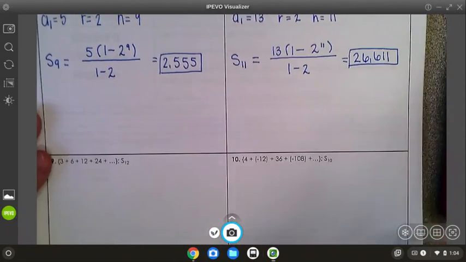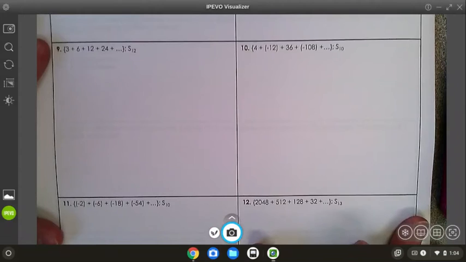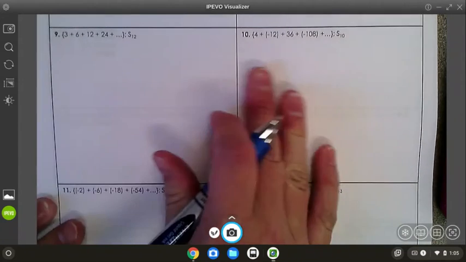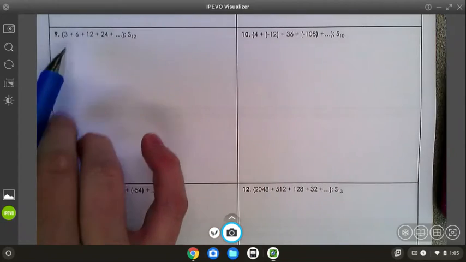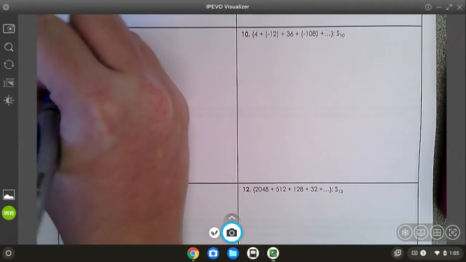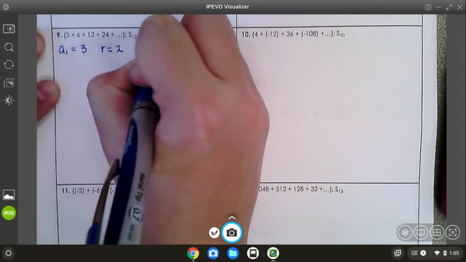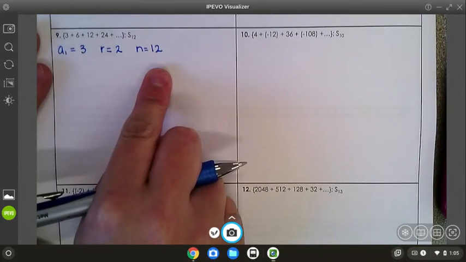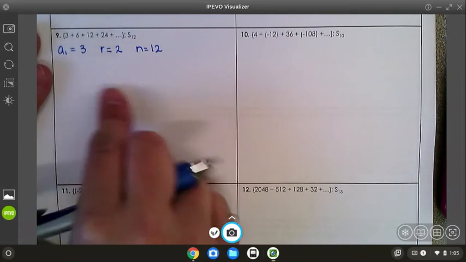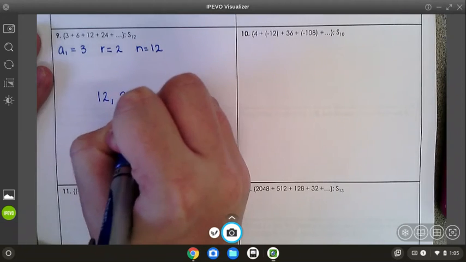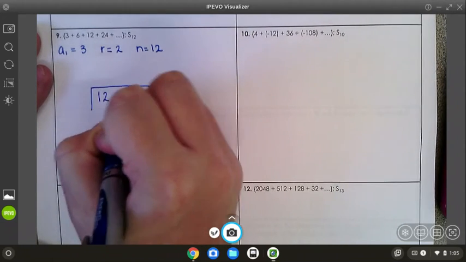I want you to pause the video and work on these last 4 problems. So I'm just going to quickly go through. I'm going to make sure that you have the correct A1, R, and N. And then for your sum, you should have gotten 12,285. This one.